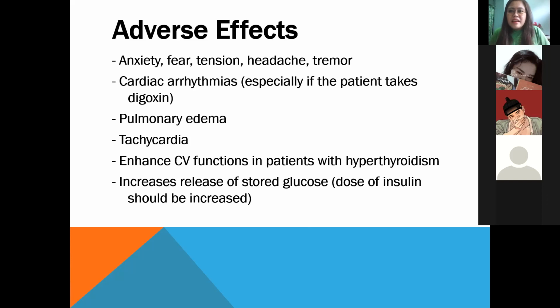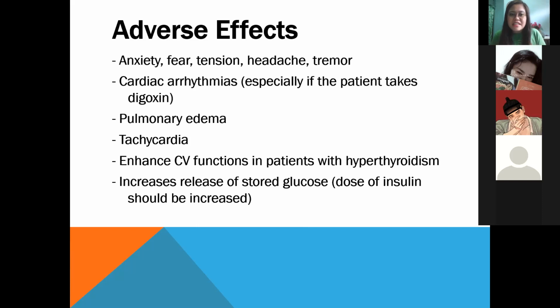And though it can enhance cardiovascular functions in patients with hyperthyroidism. So katong may problema sa thyroid, too much activity of the thyroid kasi daghan og hormones. So ang problema ana nila karon kay ang ilahang heart. So though ano ni siya, side effect lang niya pero it is kanang beneficial to people with hyperthyroidism.